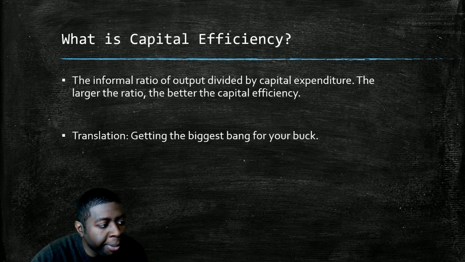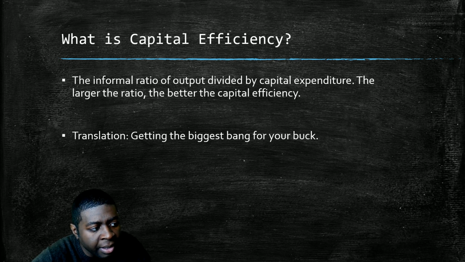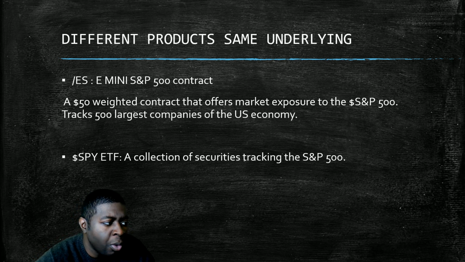So what is capital efficiency? Capital efficiency, as described in the dictionary, is the informal ratio of output divided by capital expenditure. The larger the ratio, the better the capital efficiency. And we're going to learn about that a little bit more in this video. But basically, the translation is getting the biggest bang for your buck. And you do that trading options in futures. All right. So let's break it down.